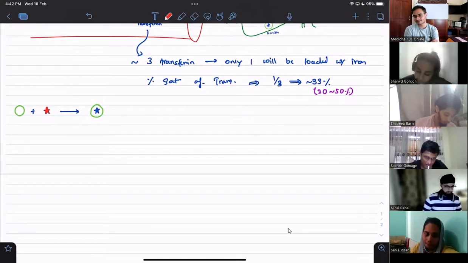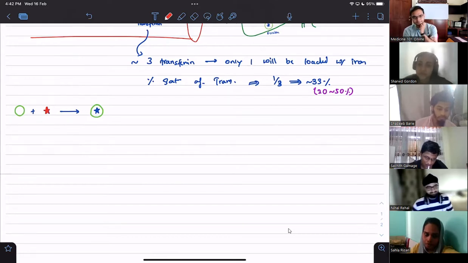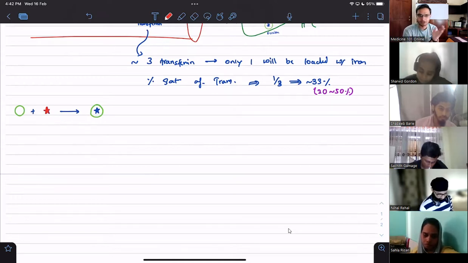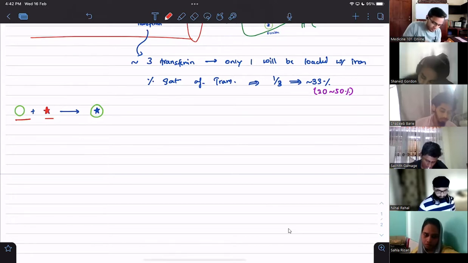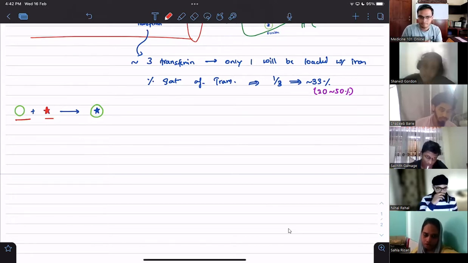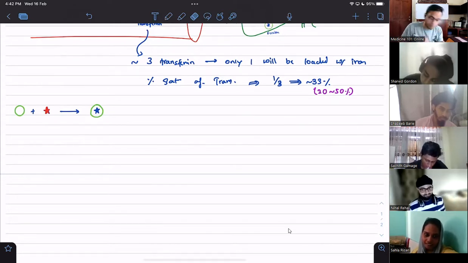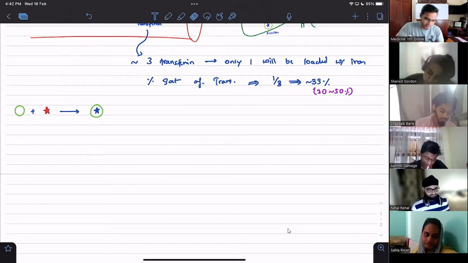Once you get these, guys, when you see the iron profile, it will come to your mind. What is the diagnosis? What is this? Ferritin. What are the two that have been added together? Apoferritin and Fe2 plus gives the ferritin.